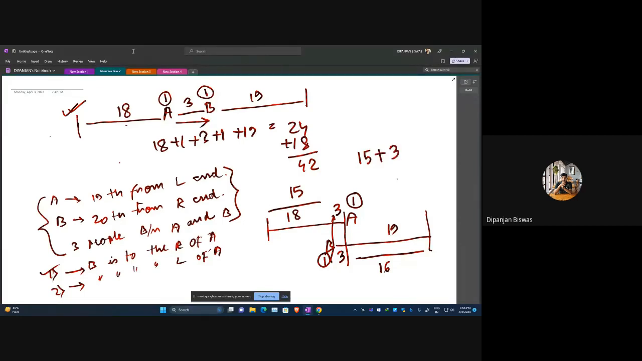Okay. Then 16 people in here. Okay. So total 15 plus 3, 18 plus 16, that is 34. 34 people are sitting in the sitting arrangement. Is anyone having problem in this?